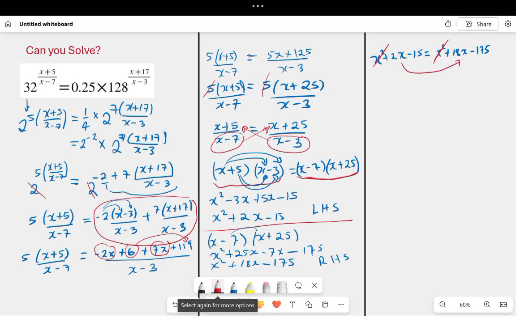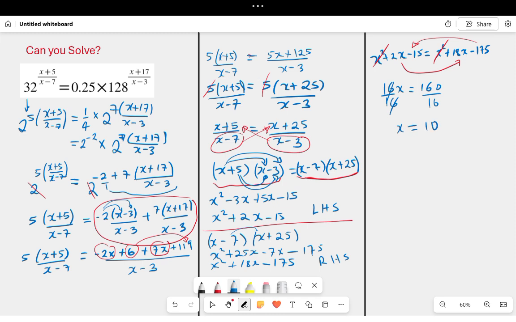And then reorganizing these, we are going to have 18x minus 2x, you get 16x. While 175 plus negative 15, we are going to get it's equal to 160. So you divide by 16 on both sides. So in this case, our x is going to be equal to 10.